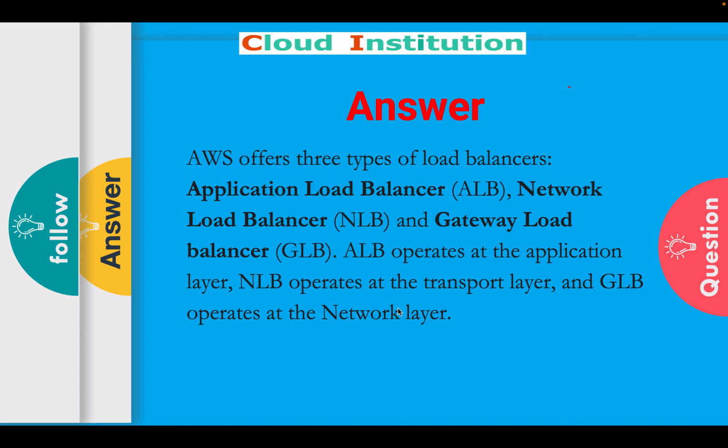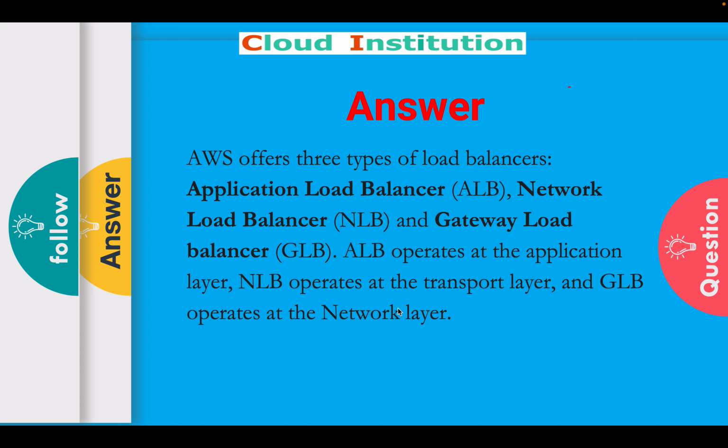Actually, the load balancer types are four, basically. There is one more load balancer called the Classic Load Balancer, which is pretty old and is not being used currently. It is still in the portal, but AWS recommends not to use the Classic Load Balancer. Instead, the newer load balancer which has been introduced is the Gateway Load Balancer, GLB.